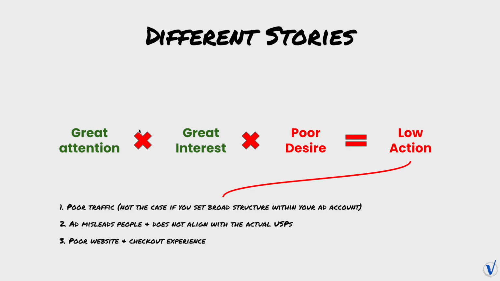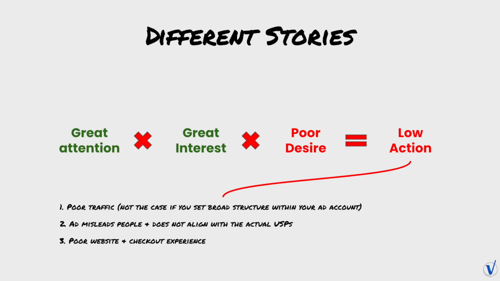So going back to this equation, you can see that, okay, you have a great attention rate, a great interest, a great click-through rate, but your conversion rate is not really there, which ultimately then leads to that low action rate. Meaning, this is just the story that is being displayed within your ad account, right? You have a great click-through rate, a great thumb-stop ratio, but people are just not converting. So what are the insights that you can take off of that, right? Poor traffic might be an issue if you have set up your campaigns in a different way with a traffic campaign objective, for example, or something along those lines.